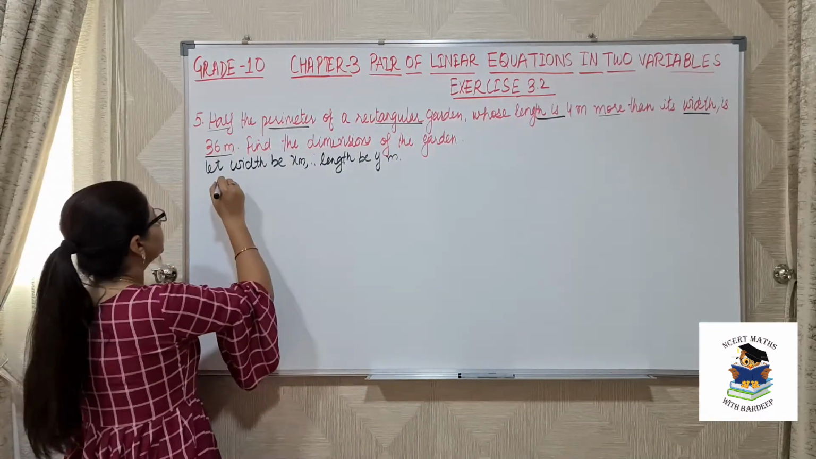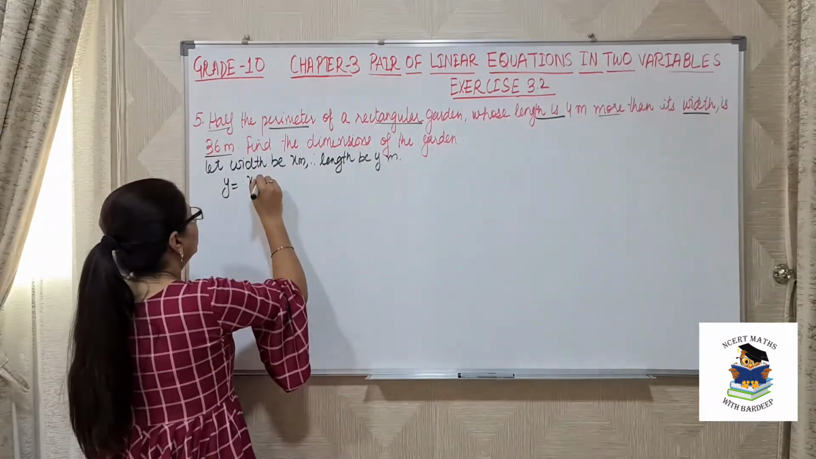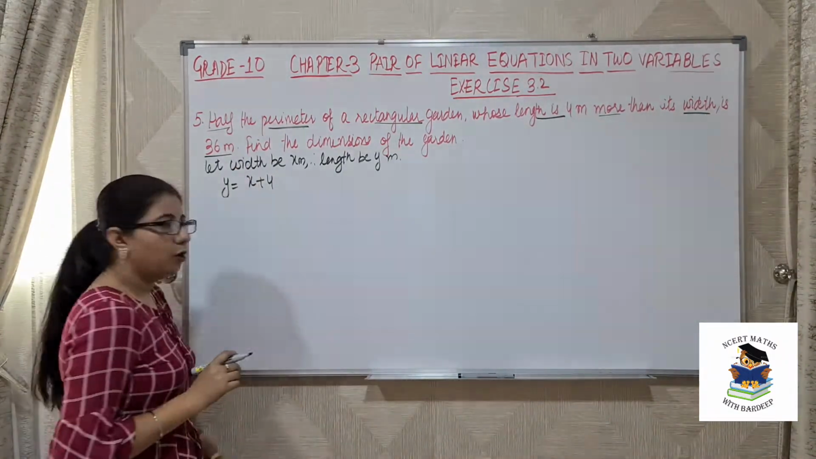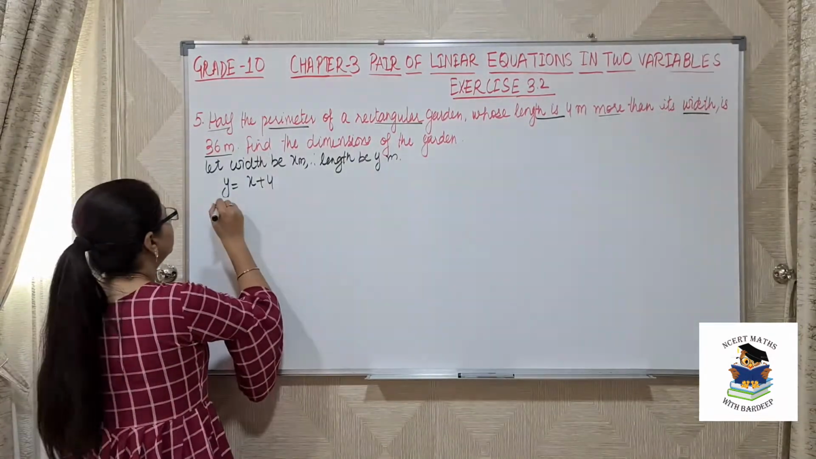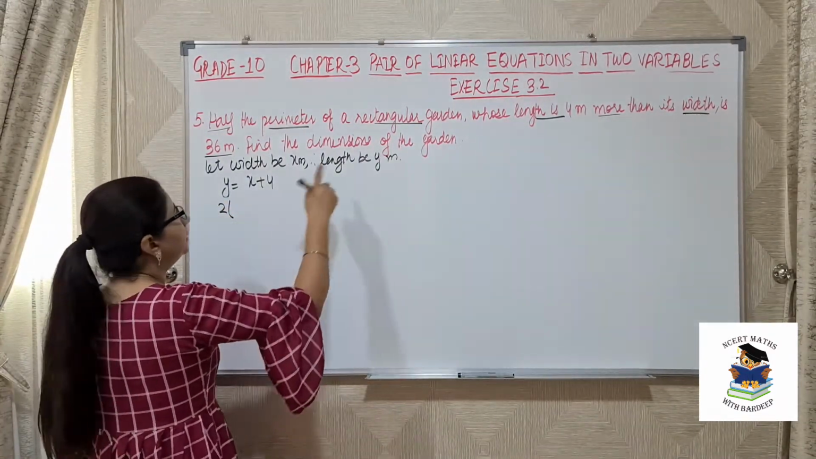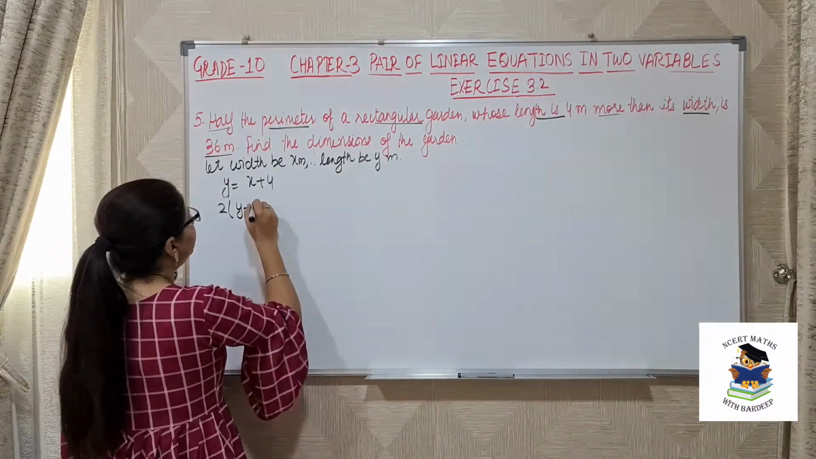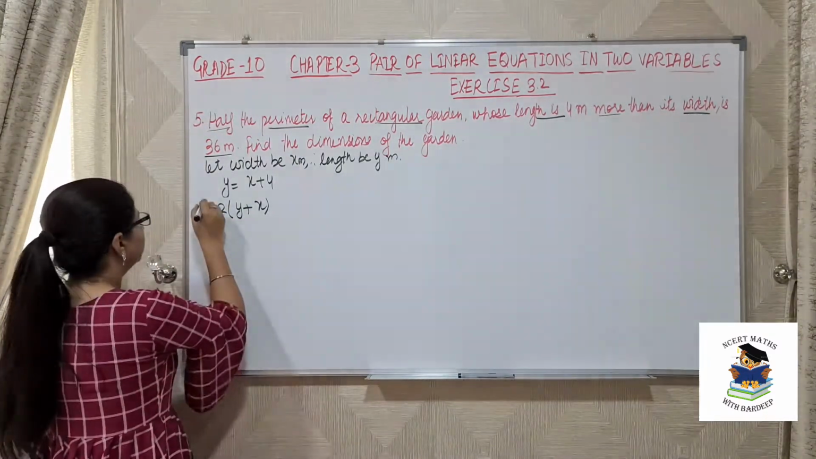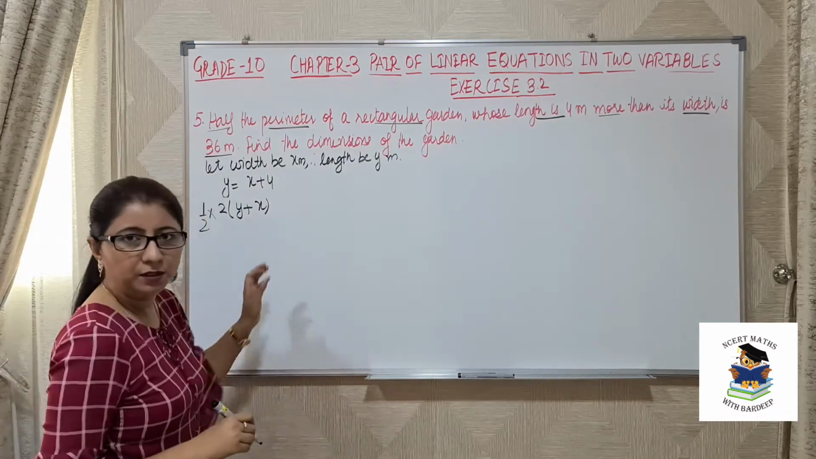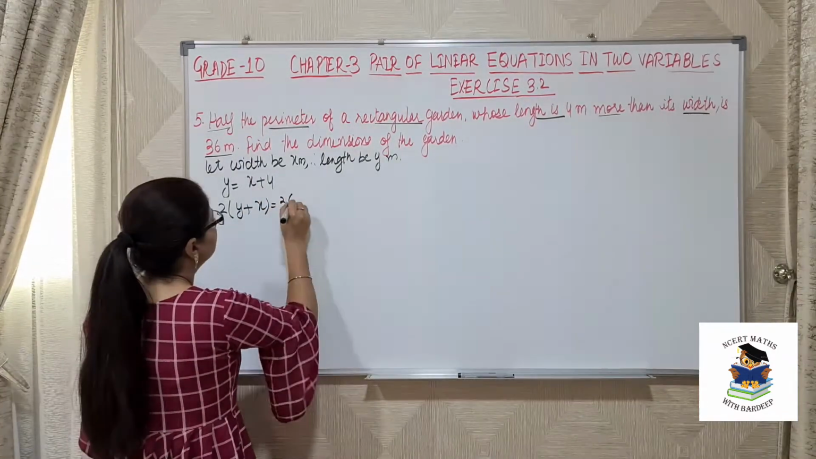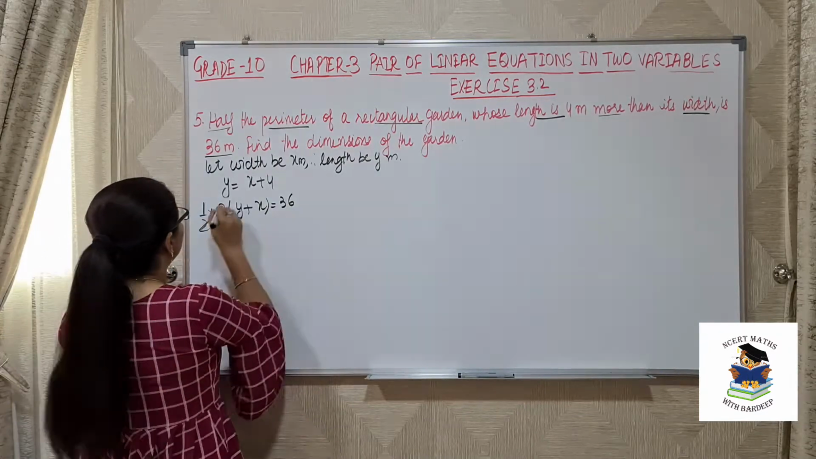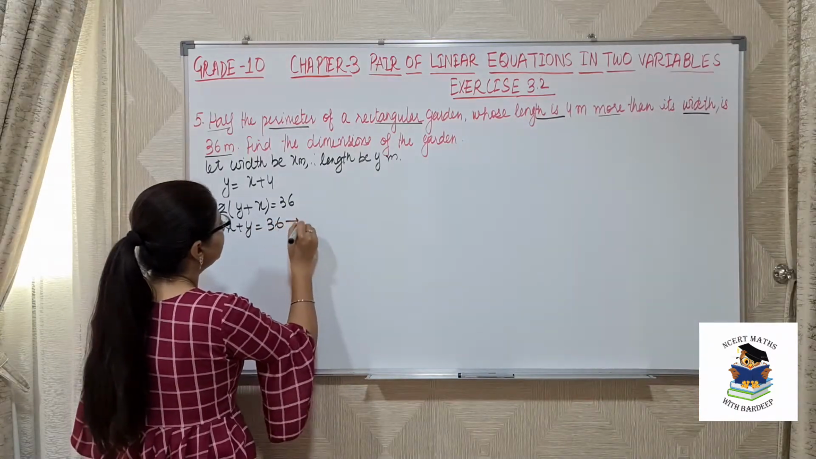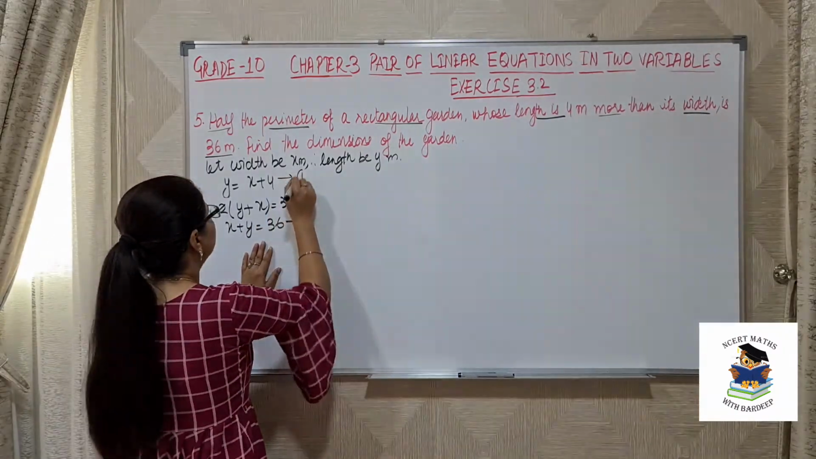Okay. So what is our first condition? That length is 4 more than width, so y is equal to x plus 4. This is my first equation. So now what is perimeter? Perimeter is 2 times (length plus width). Length I have taken y and width as x. So this is the perimeter, but point is half the perimeter. So half the perimeter is equal to 36, right? So this 2 will be cancelled. So now we have x plus y is equal to 36. This is our second equation and this is our first equation.